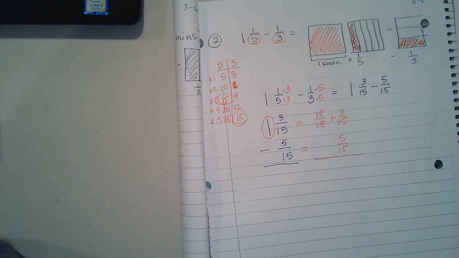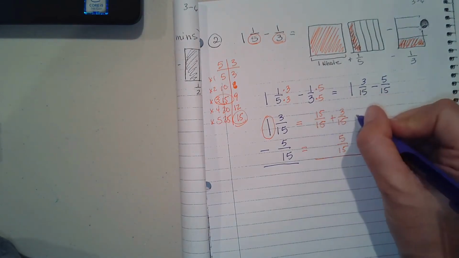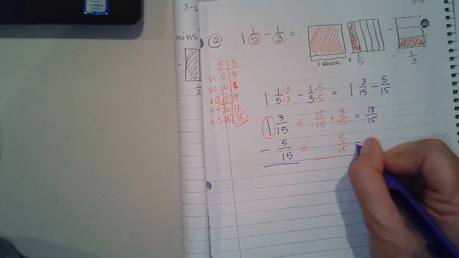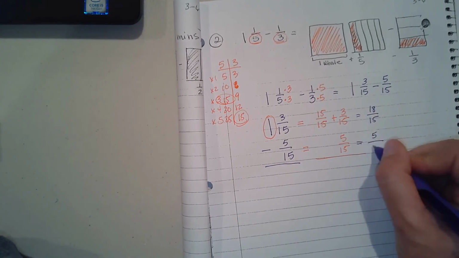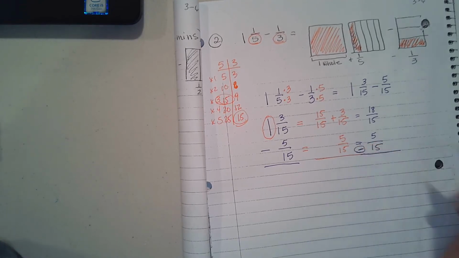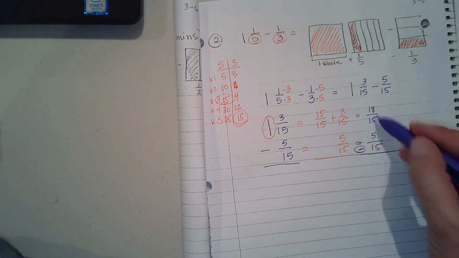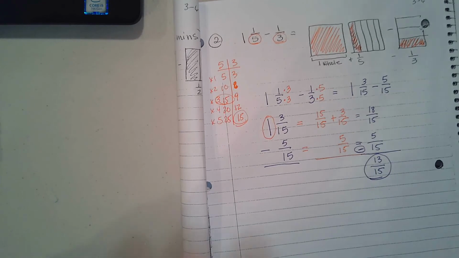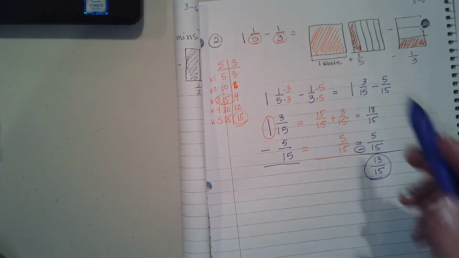Now, 15 plus 3 is equal to 18. 15. I'm going to drag him over again. Now I can finally subtract. 18 minus 5 is 13/15. Now, let's go ahead and use the rectangular fraction model.